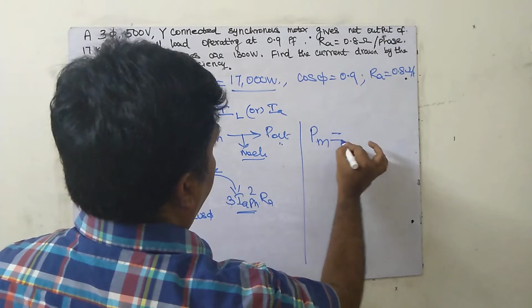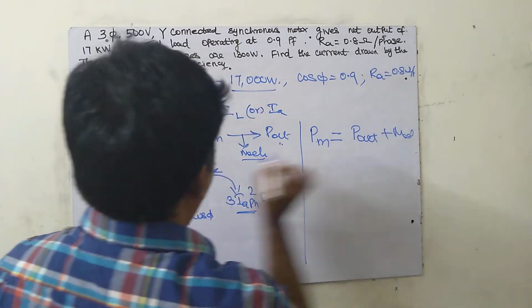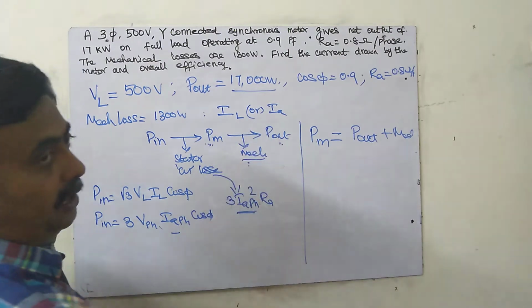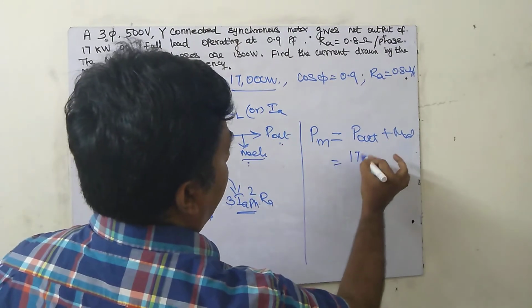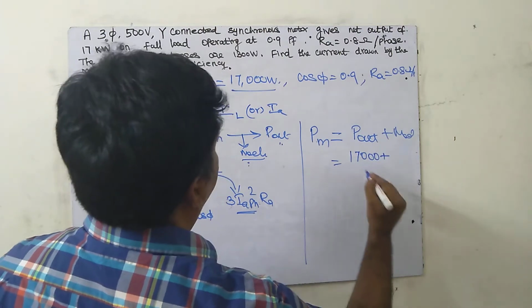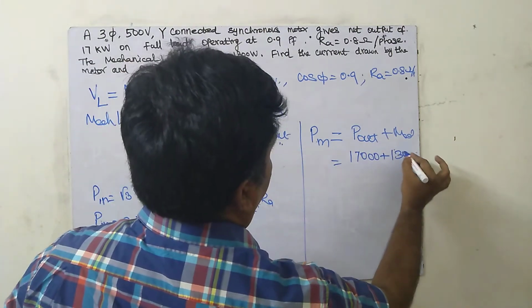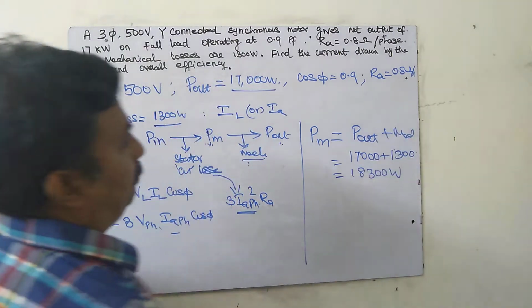PM equals P out plus mechanical losses, because if we subtract the mechanical losses from PM we will get P out. So if you add both things we will get PM. So what is this? This is 17,000 watts plus the mechanical losses, which are given as 1300, which is equal to 18,300 watts. This is the PM value.